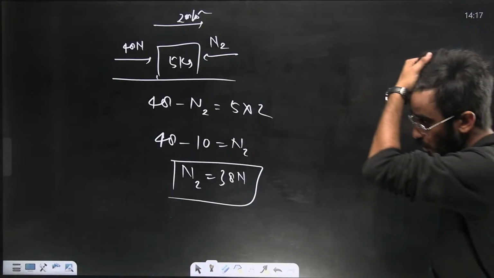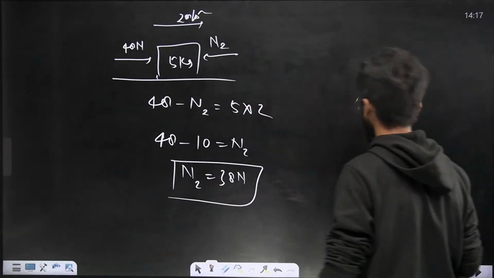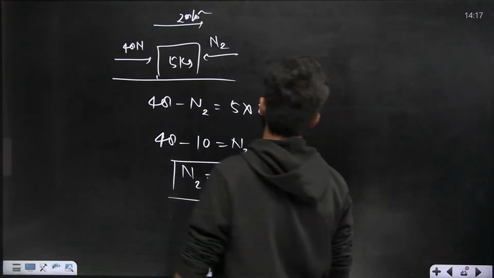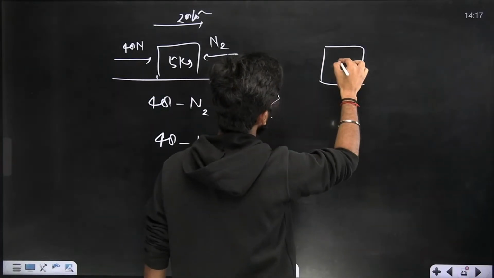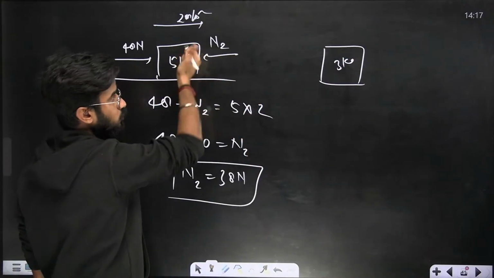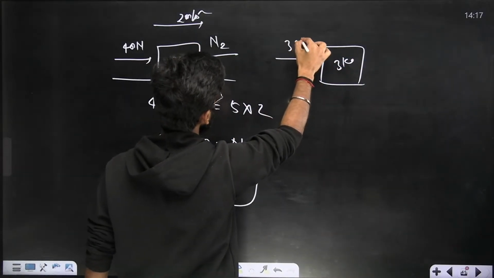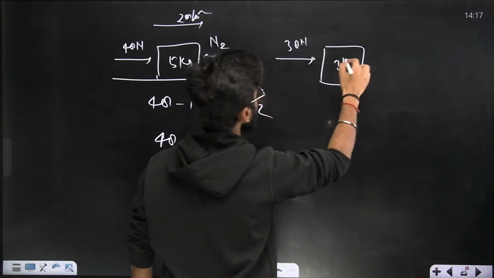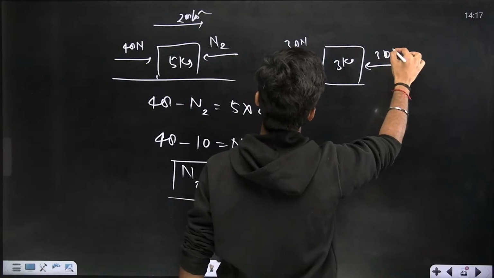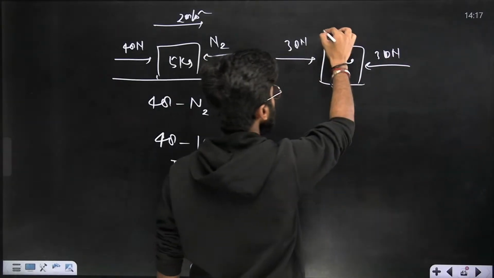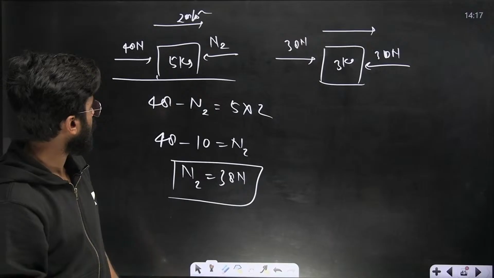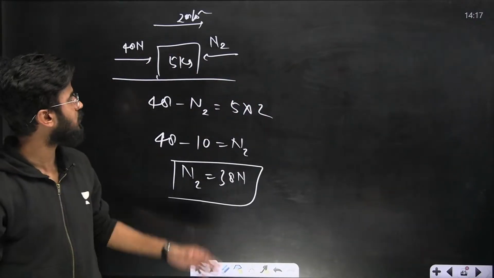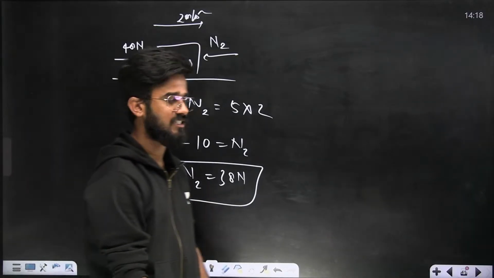Since we have got N2, now we have to calculate the normal reaction on this particular block. This is the third block of 3 kg. Since this applied N2, this will also apply N2, which is 38 Newton. And this is of 3 kg, 30 Newton. Oh, sorry, we had already found N2, so we don't need to do any further calculation. We had found N1 and N2. We are finished.